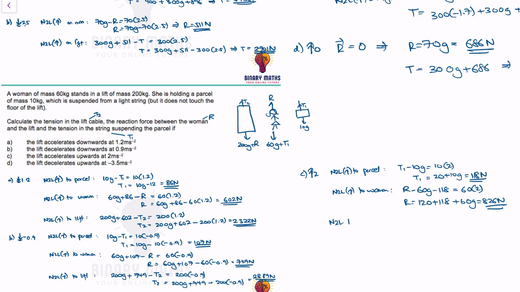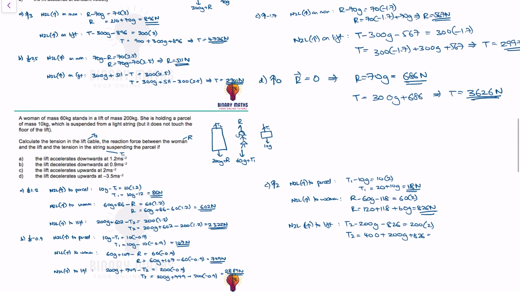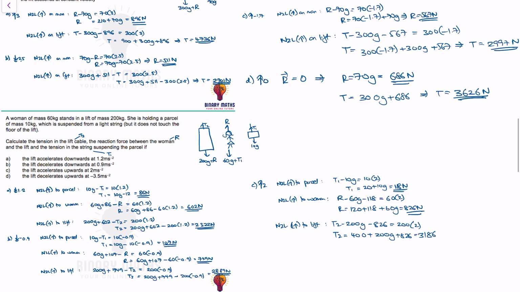Newton's second law applied vertically to the lift. That means T2 minus 200g minus R, which is 826, must be equal to 200 times the acceleration, which is 2. So T2 must be equal to 400 plus 200g plus 826, which works out to be 3186 newtons.